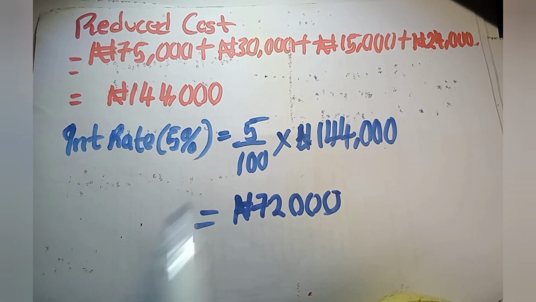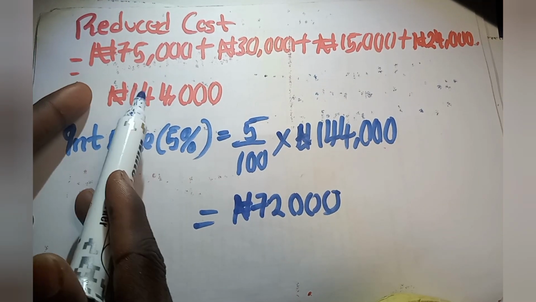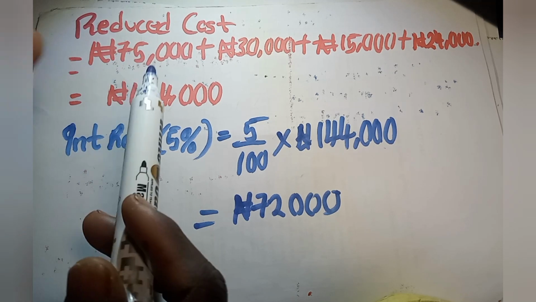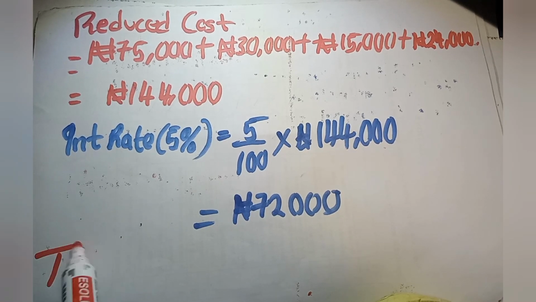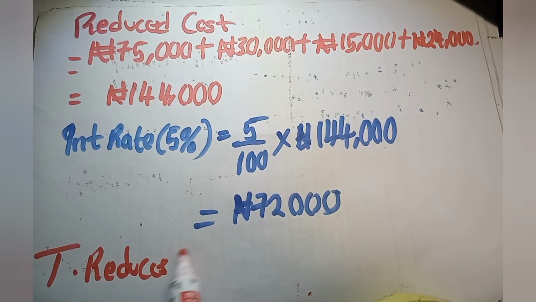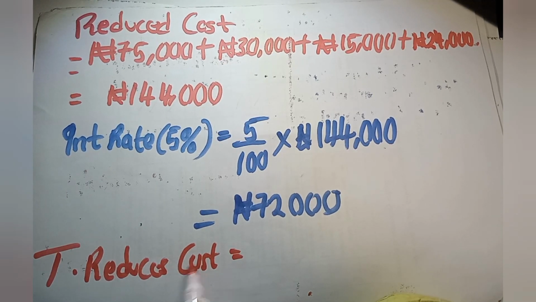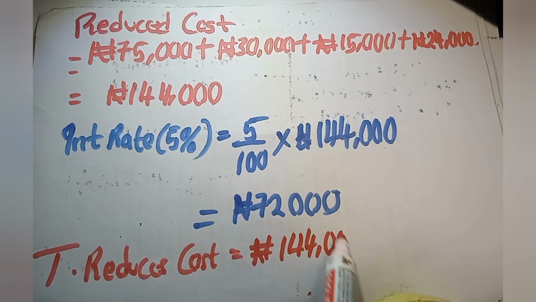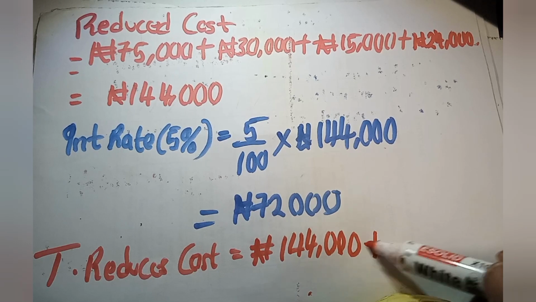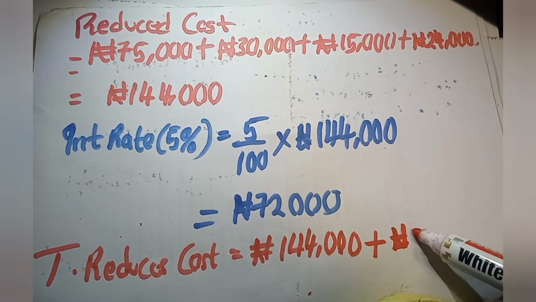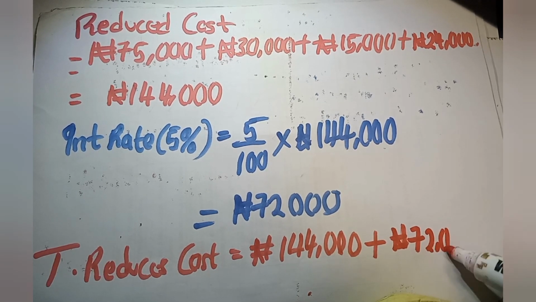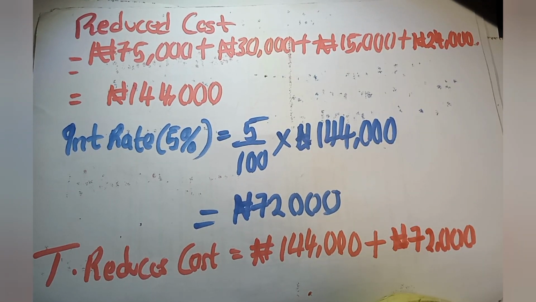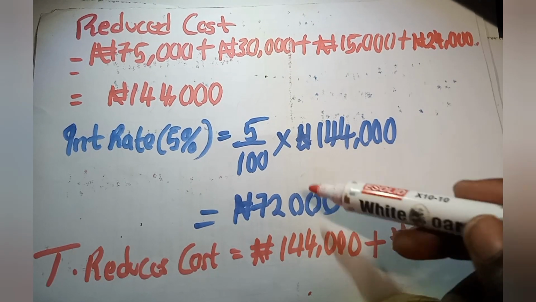The total reduced cost now will be what? The summation of this and this. Don't forget, it will be the summation of what you got when you added the costs for fertilizer, seed, herbicide, and machinery together with the interest rate that we estimated. So the total reduced cost will now be 144,000 naira plus 72,000 naira. Oh, I think the estimation is kind of large.